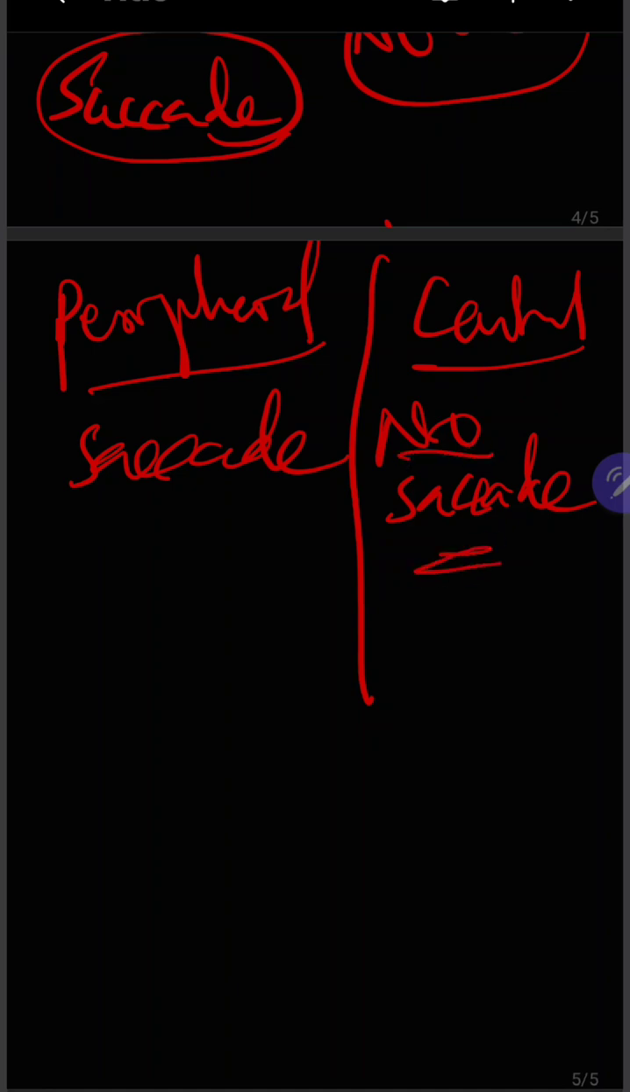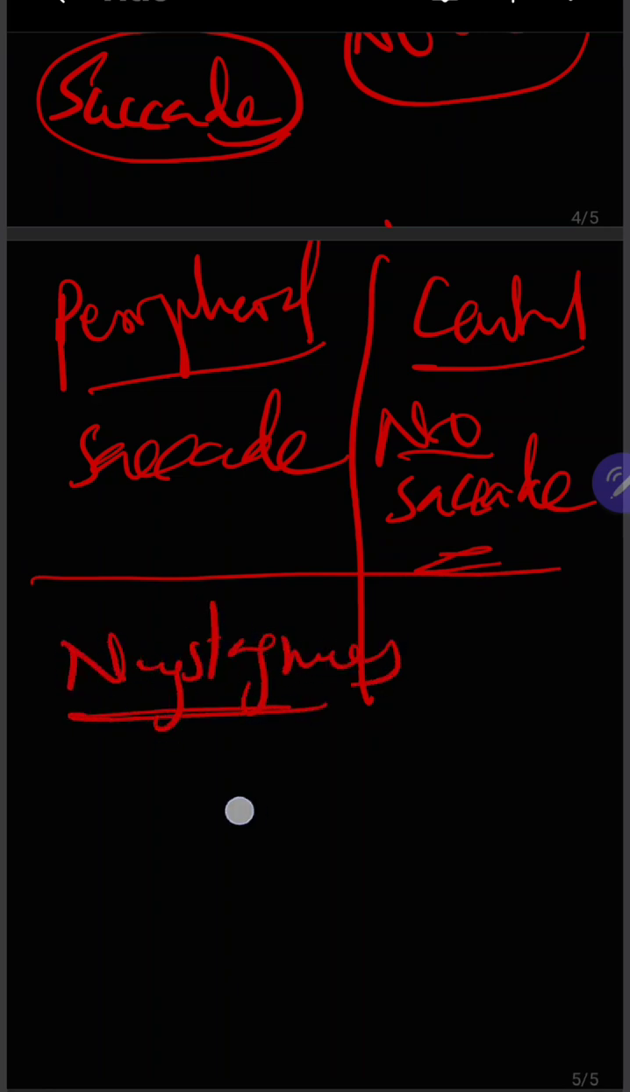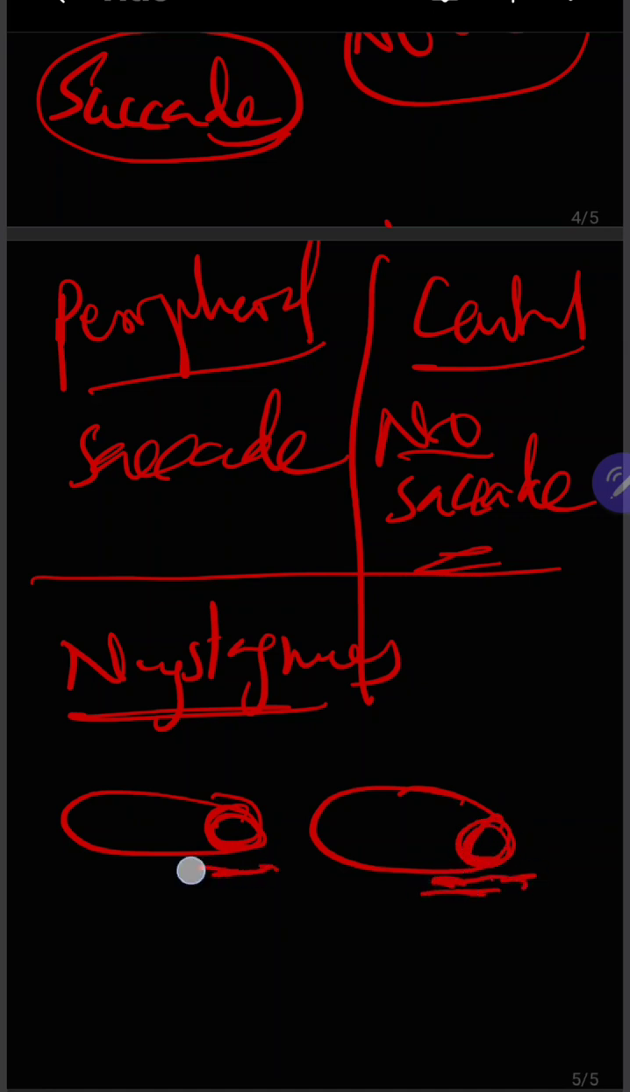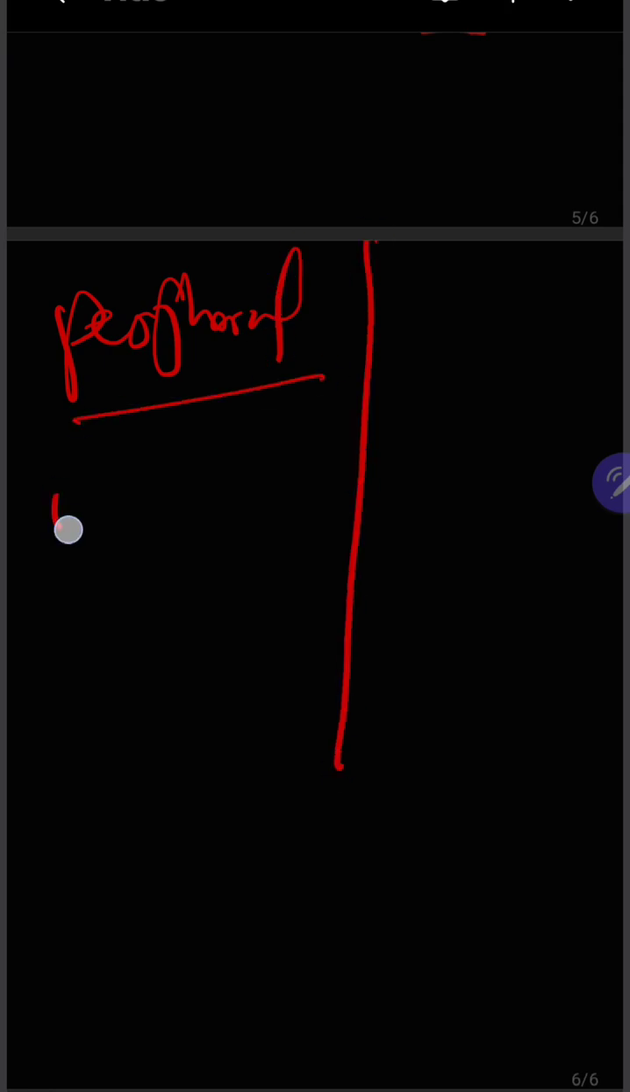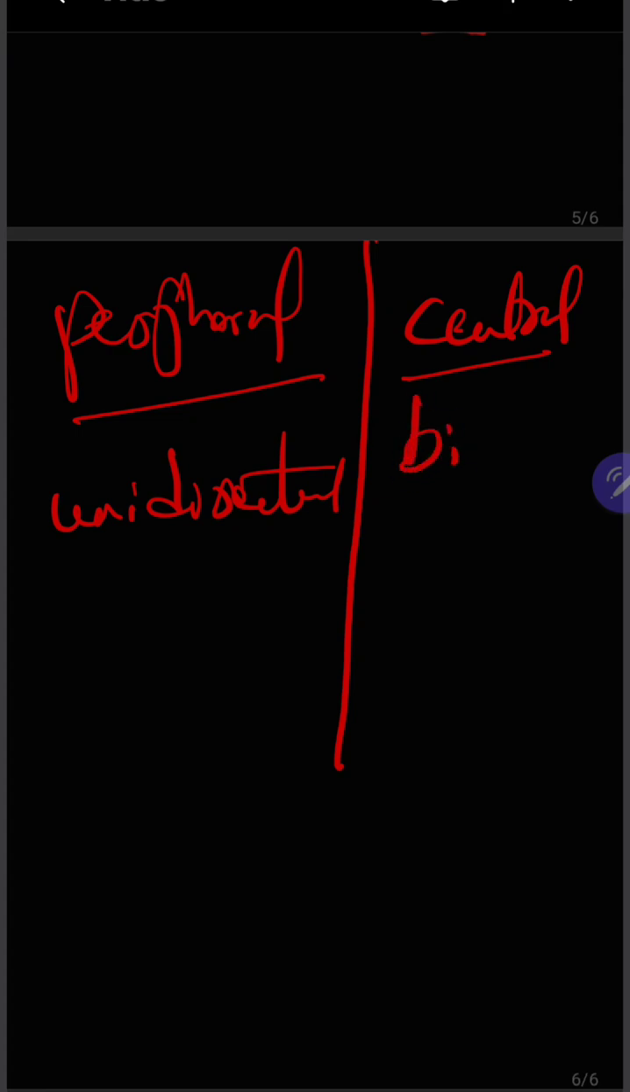And then the next one is nystagmus. You know the nystagmus. Suppose the eyes are like this, and if you tell the patient to look to the left side in this direction, the eyes will be moving back and forth, both eyes. This is nystagmus. Normally in peripheral vertigo, the nystagmus will be only unidirectional. In central vertigo, it will be bidirectional.